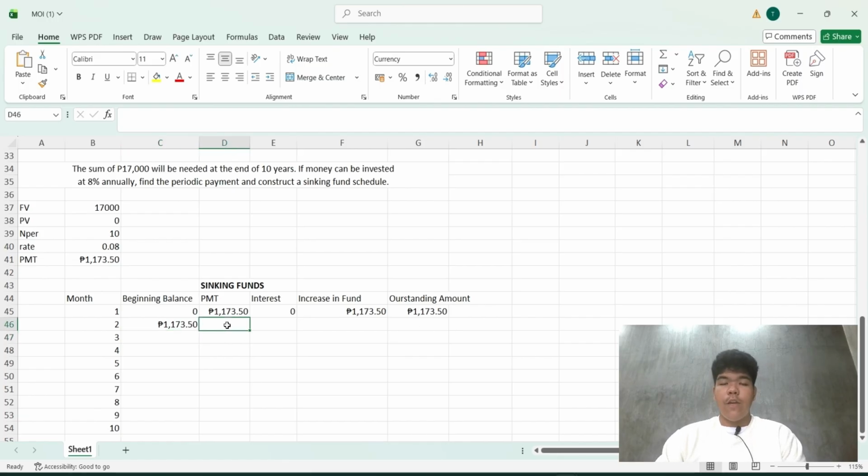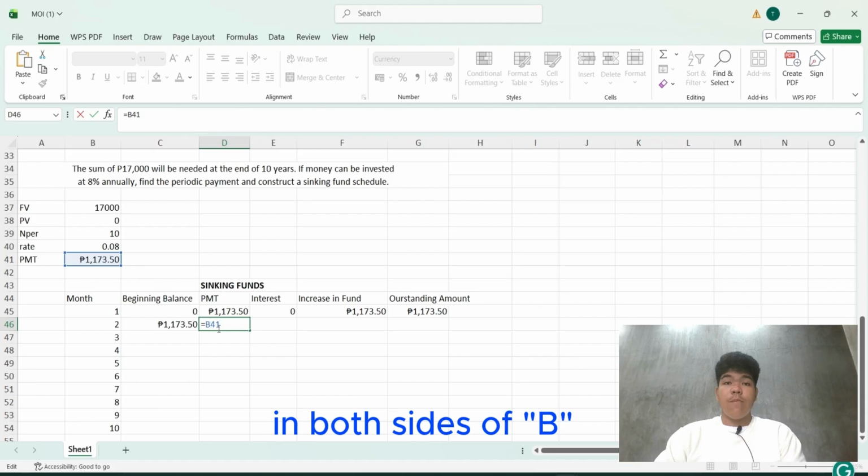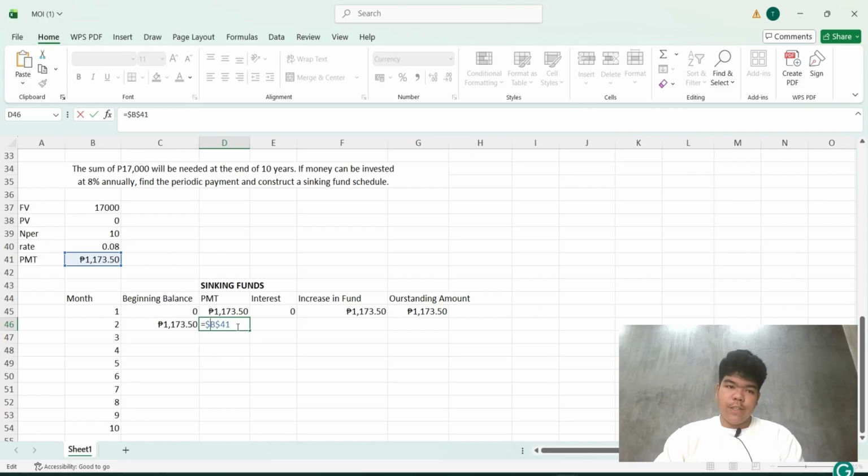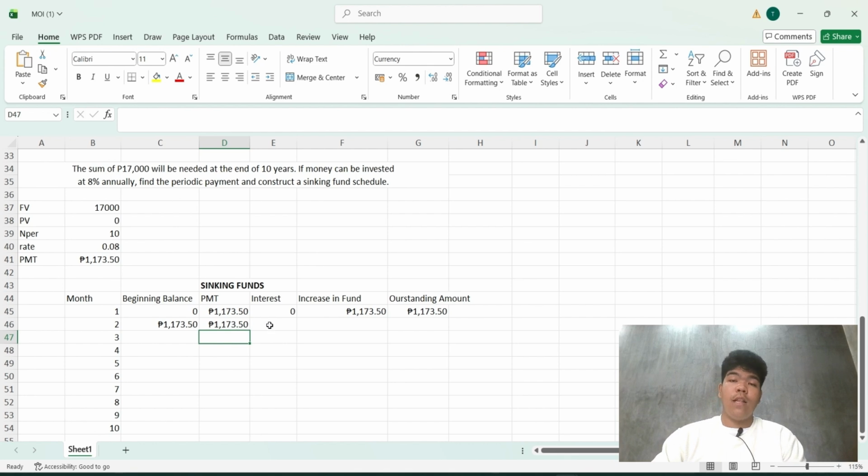Now, here in our PMT, it's still the same process but with a twist. Put an equal sign, click the PMT. Before we tap enter, we put dollar signs in between the letter B. And the dollar sign ensures that the amount of your PMT does not change. Now tap enter. Now let's move on to our interest.